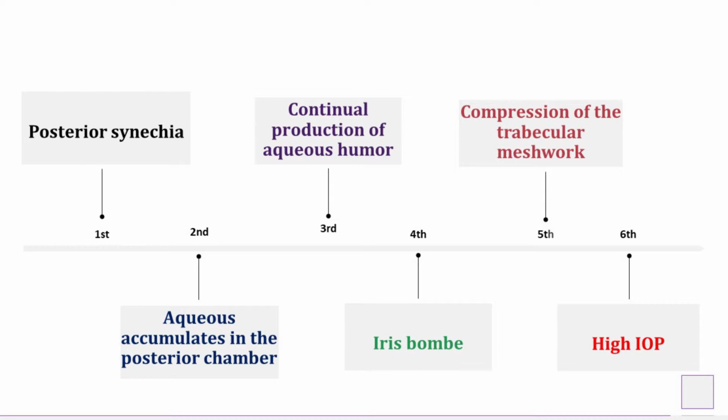the iris to bow forward in a condition known as iris bombé. The bowing of the iris presses the peripheral iris against the trabecular meshwork, potentially obstructing the aqueous outflow, thereby leading to an increase in intraocular pressure.